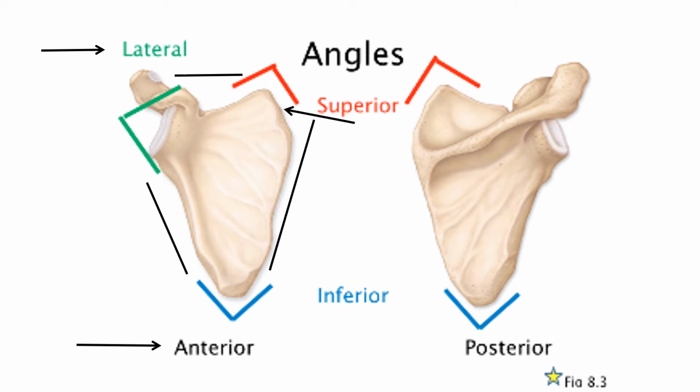Superior angle, it is medial, and it has not very significant structures. Now, the inferior angle is between the medial and the lateral border of the scapula, and it is pointed, therefore it makes the inferior angle.